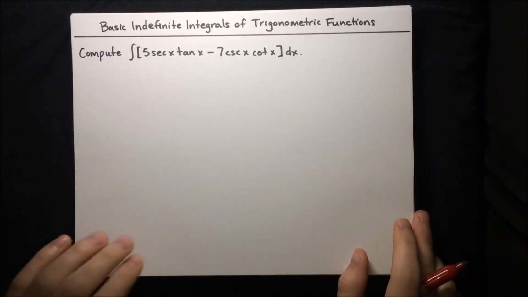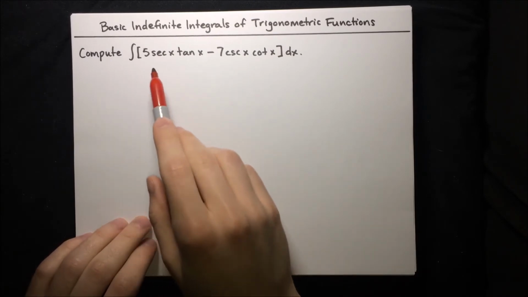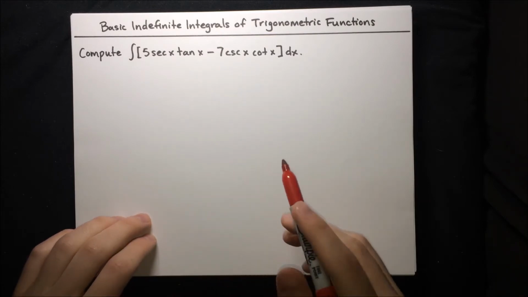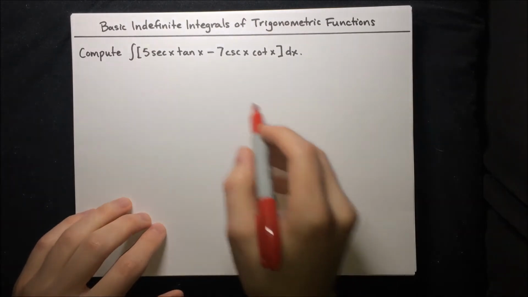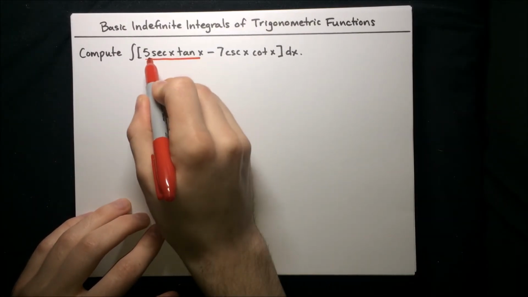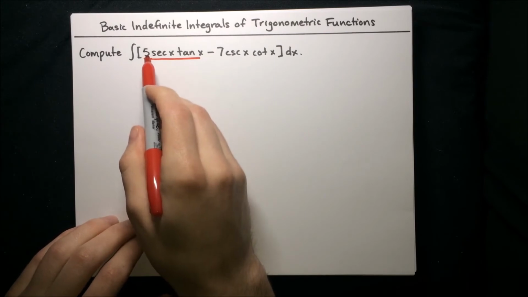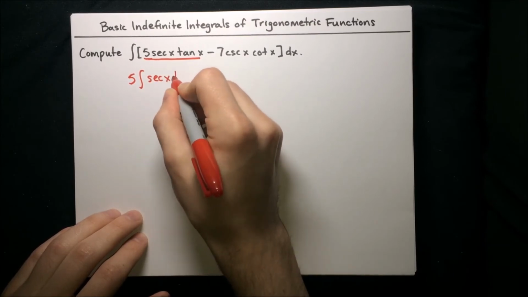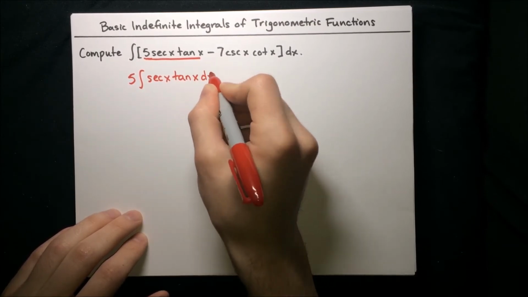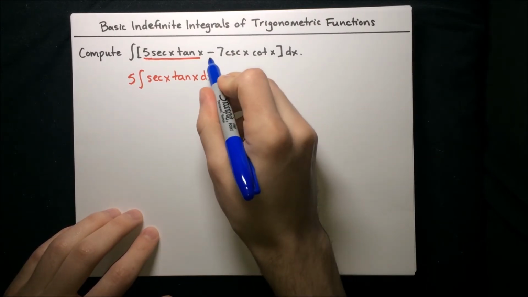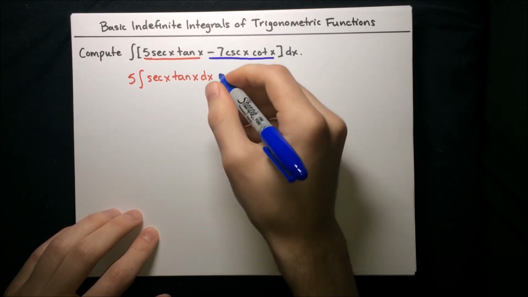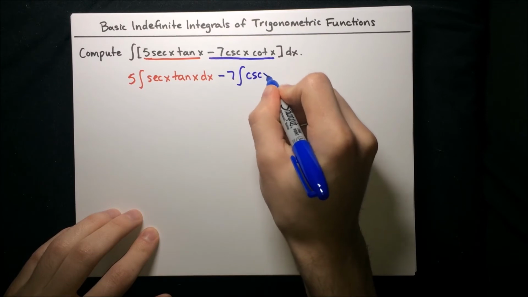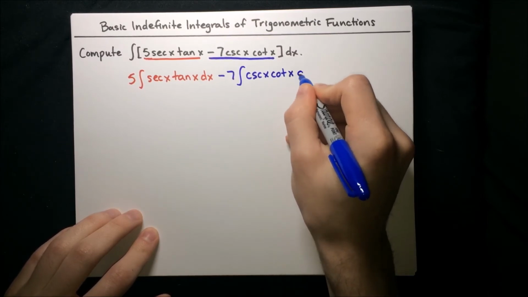Alright, here is another indefinite integral for us to compute. We want to compute integral of 5 secant tangent minus 7 cosecant cotangent. Alright, so again, let's just go ahead and split up the integral over these two terms here. We'll have this term first, and to speed things up, let's just go ahead and pull out the coefficient to begin with. So 5 integral of secant x tangent x dx. And then the next term is minus 7 cosecant cotangent. Again, we'll pull out the coefficient in front, so minus 7 times the integral of cosecant x cotangent x dx.